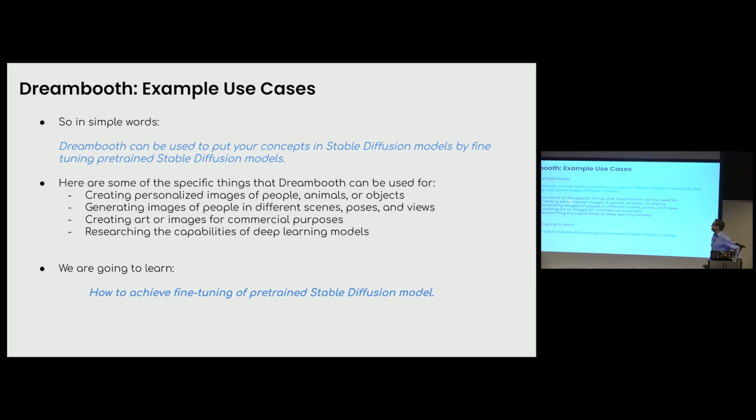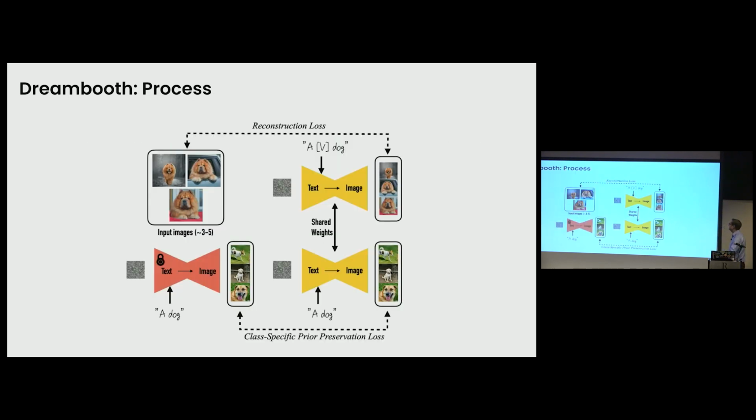So customization is the main product of Dreambooth. We are going to learn how to achieve fine-tuning of a pre-trained stable diffusion model. It basically means if stability.ai or Hugging Face has some model available, how you can take it and use your own images to make it understand the concept which you want. And I'm going to show one example here.